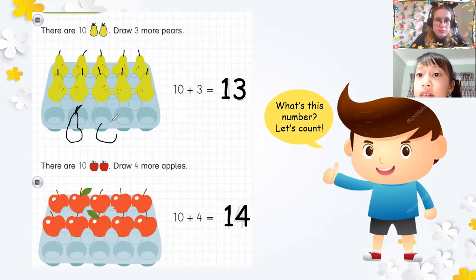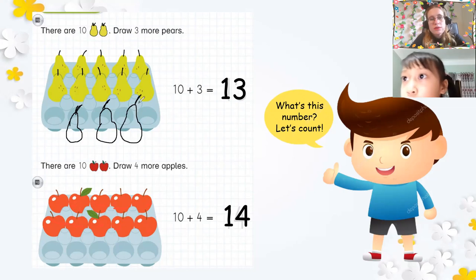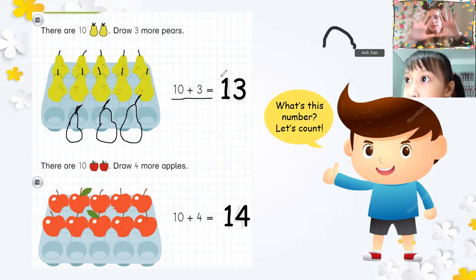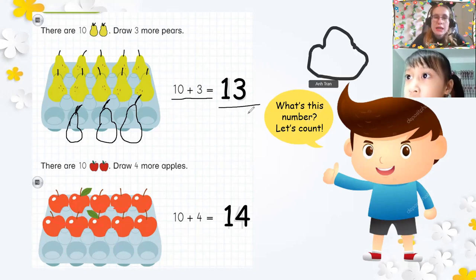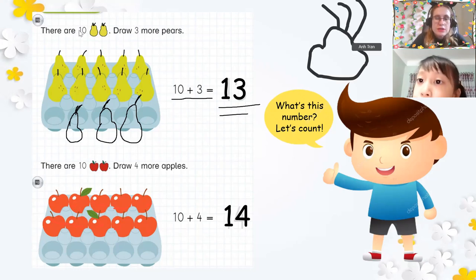One. 2. 3 pairs. What's 10 plus 3? 10 plus 3 is 13. 13. Good work.